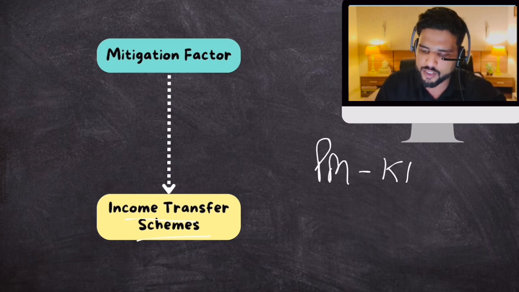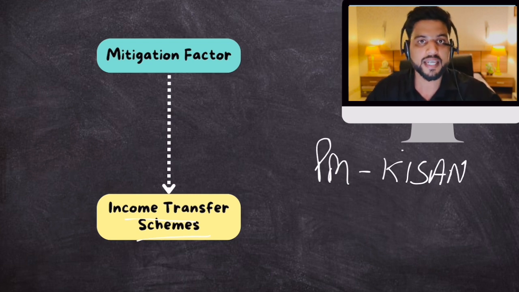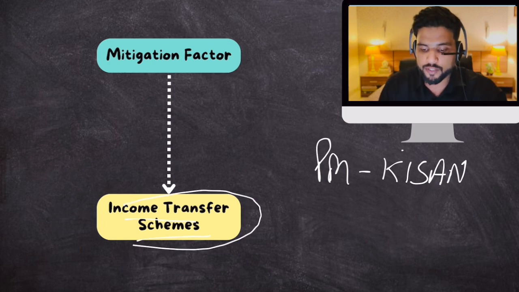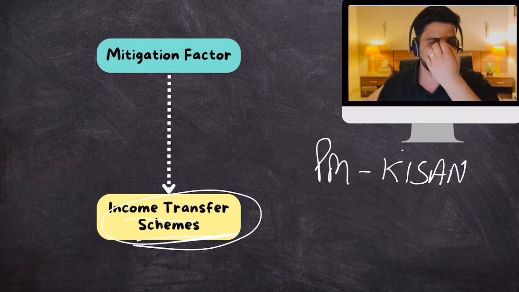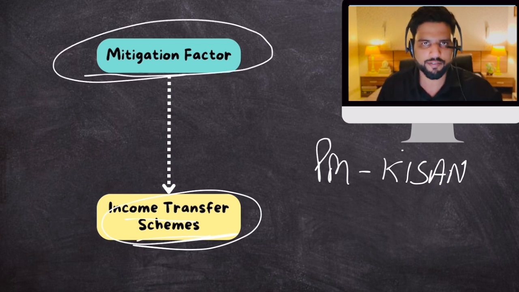PM Kisan is one such scheme. Then Sukanya Samriddhi account. Then there are state government schemes like Ladki Behan Yojana in Maharashtra, where you are incentivized, money is transferred into your bank account if you have a girl child and all that. So income transfer schemes have somehow helped with the decline or stagnation in rural wages. That's it. This is why it is called a mitigation factor, that this is somehow compensating for stagnation in rural wages. All right, so this topic is done.